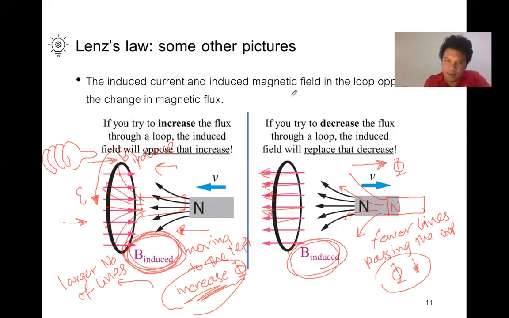And then if I use the right hand rule again, okay, so this is the direction of B induced. Okay, so here we can see that the direction of the EMF will be in clockwise direction.